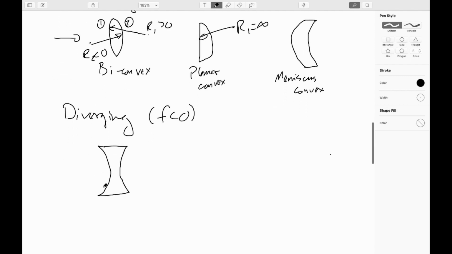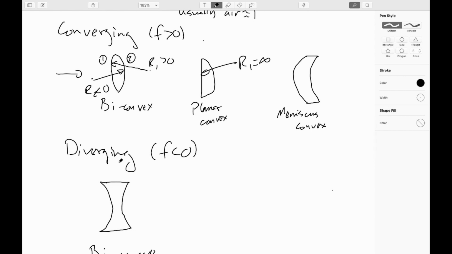This will be the cartoon I'll probably draw the most. This is what's called a biconcave design. Now here, this is still surface 1. This is still surface 2, but now the light got to the center of surface 1 before it hit surface 1 itself. So it makes R1 negative. And here the light got to surface 2 before it got to the center of curvature. So it makes R2 positive.